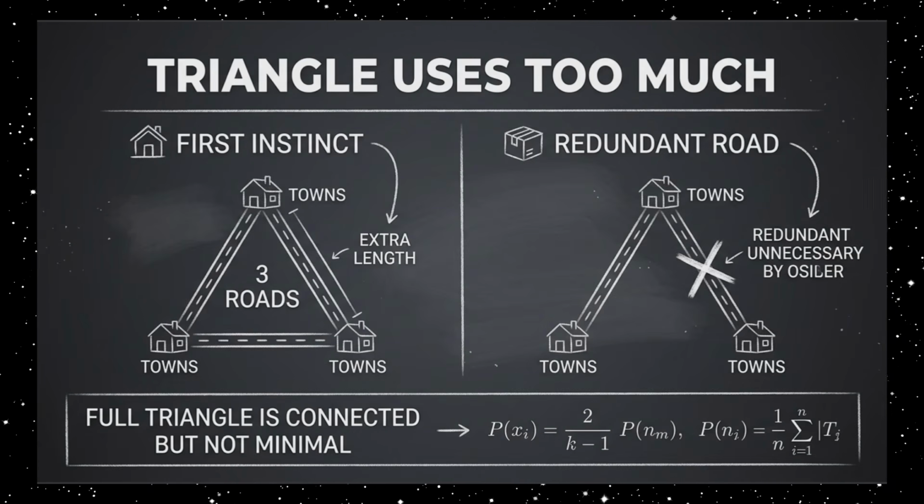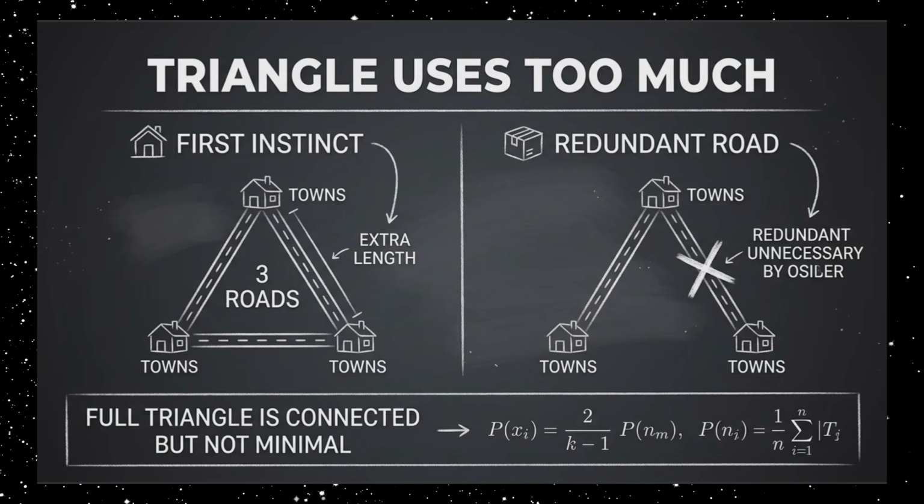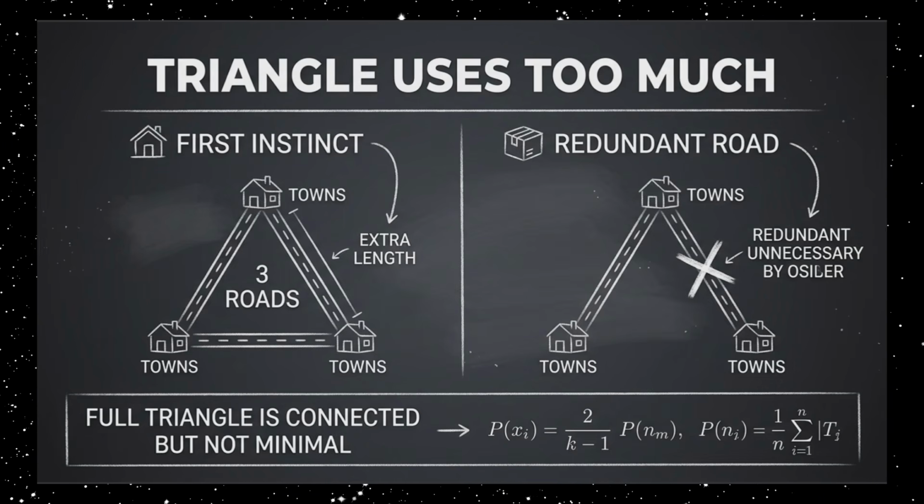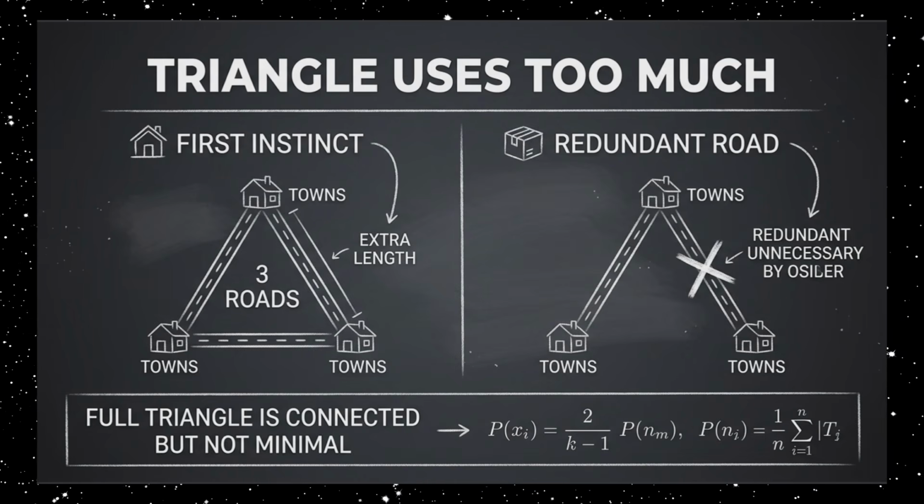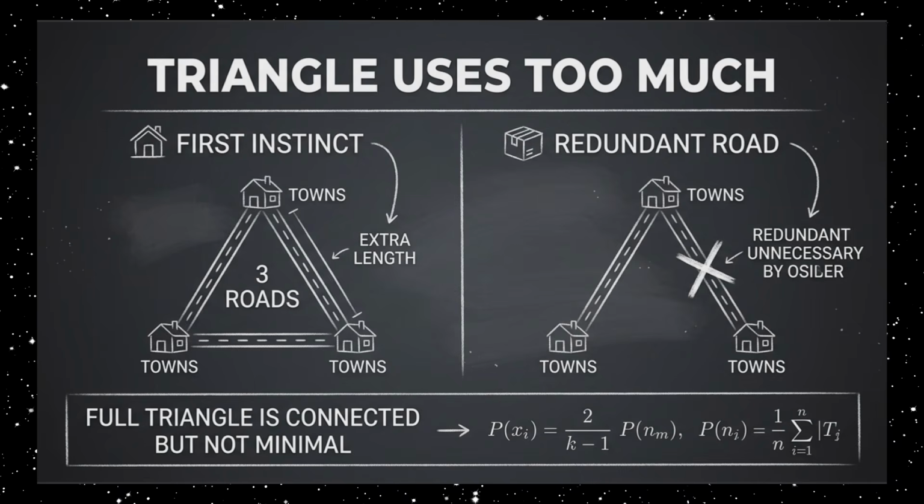Most people's first instinct is simple. Connect each town to the other 2. Draw the triangle. 3 roads along the 3 sides. Done. But that uses too much road because you've got redundant connections. You don't need all 3 sides.